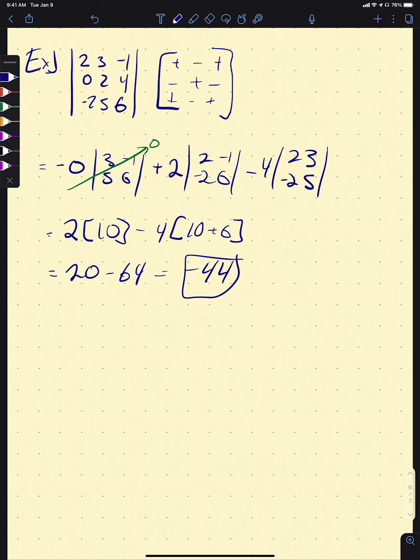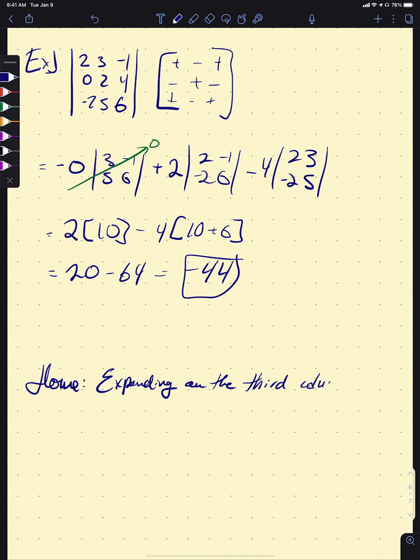And then a moment for you to pause, get a snack or whatever, but then go ahead and try expanding this on the third column and make sure that you get -44 and that you're comfortable with this determinant process, okay?